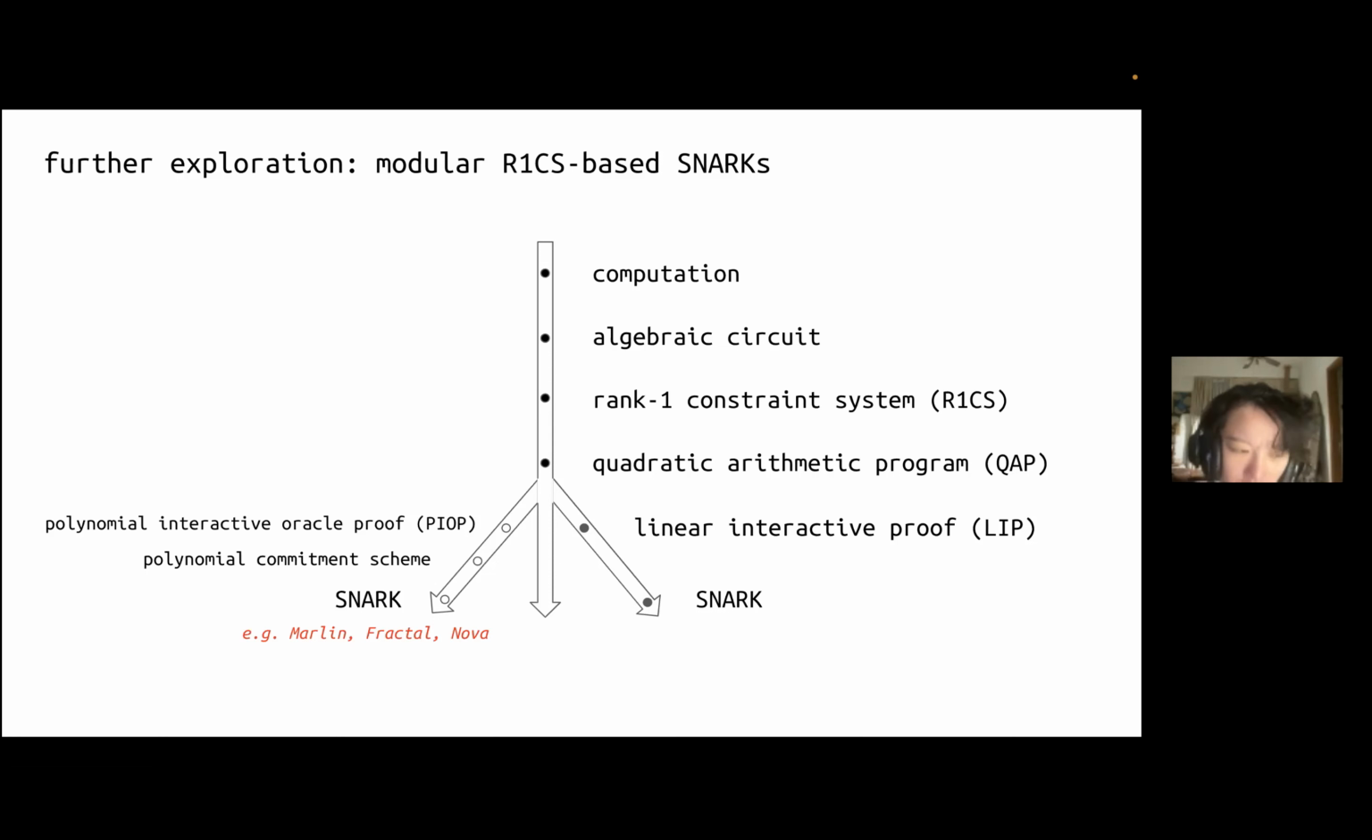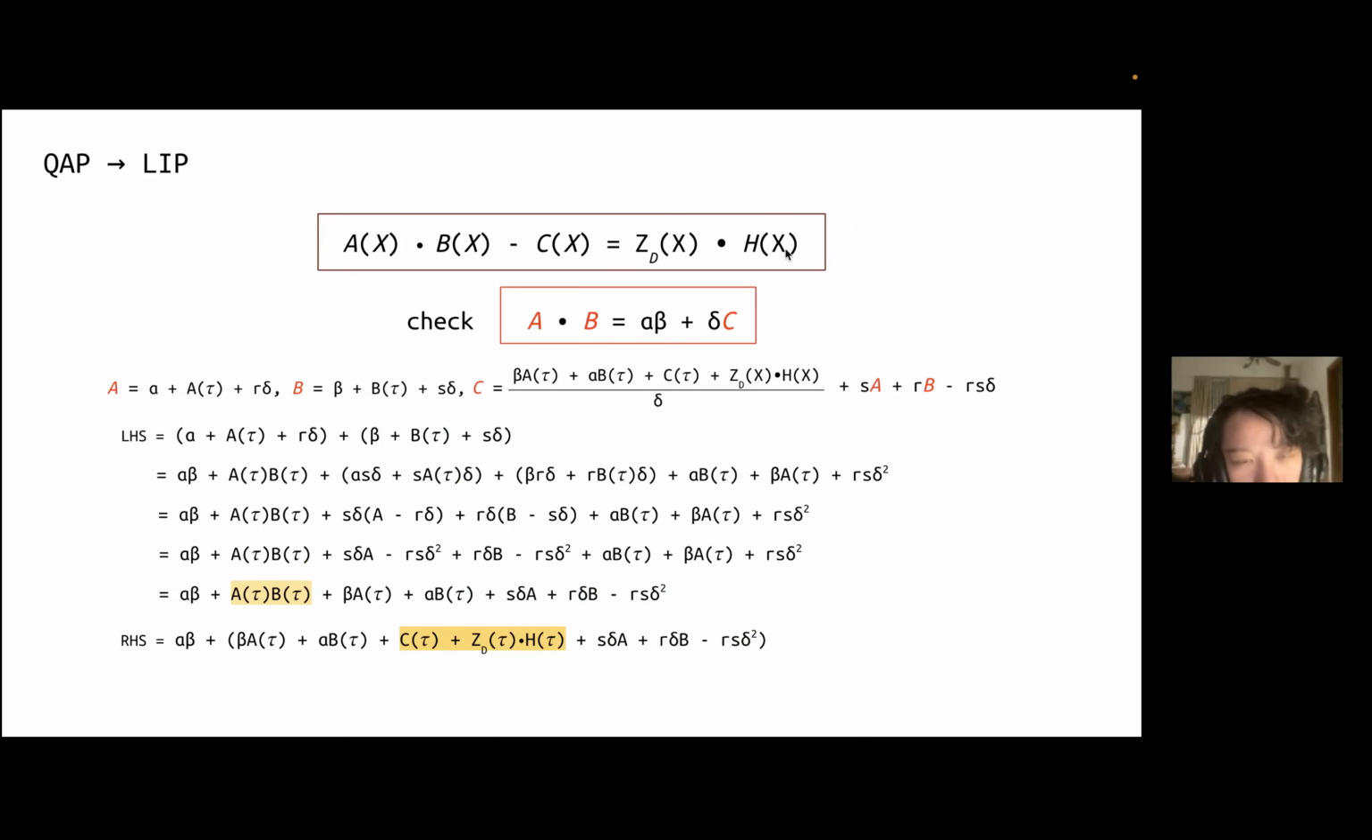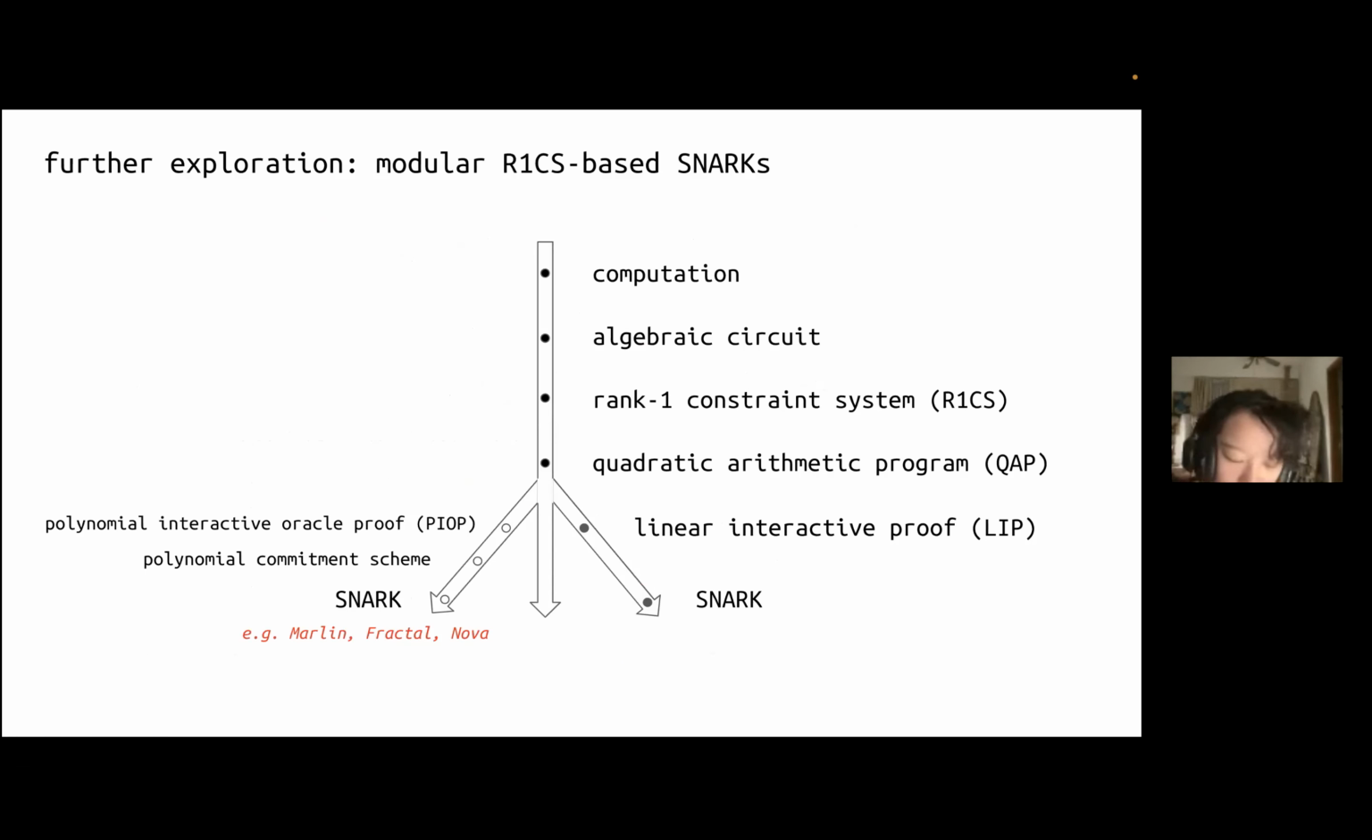Maybe another thing that's interesting is this very new work called CCS, Customizable Constraint System. It's a generalization of R1CS. So instead of having just A, B, and C matrices, you can have as many matrices as you want, and you're checking an identity over multi-sets of these matrices. It supports R1CS, but it also supports Plonkish arithmetization, in that you can convert with very low overhead from Plonk to CCS.